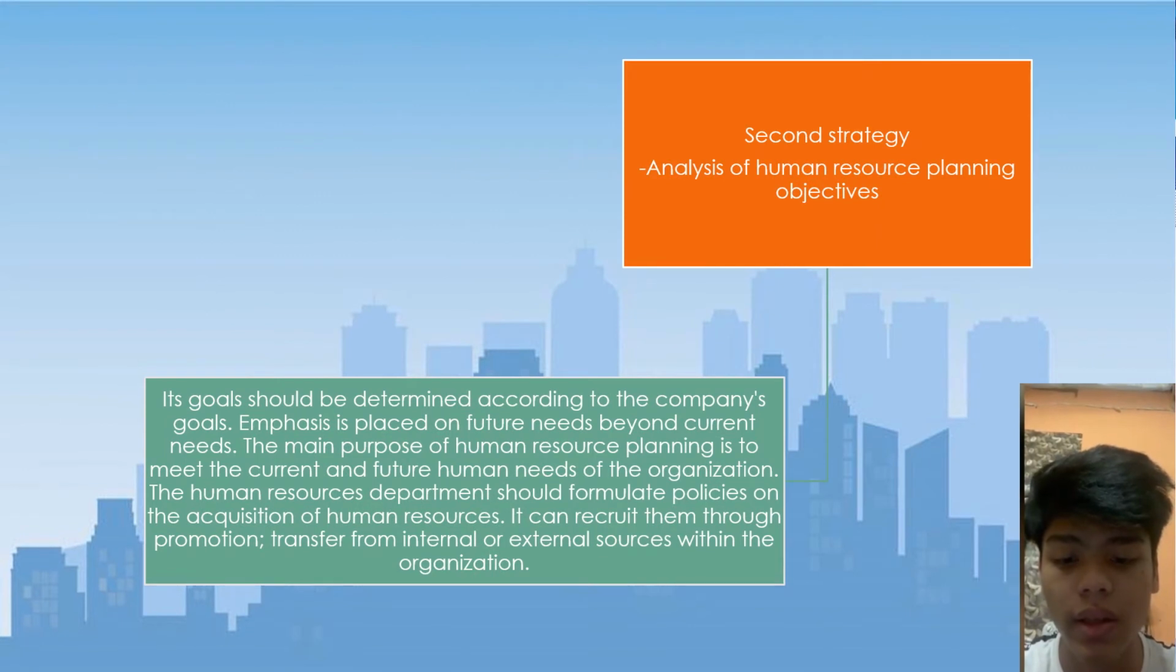And the second strategy is analysis of human resource planning objectives. The human resource plan is part of the company plan. Its goals should be determined according to the company's goals. Emphasis is placed on future needs beyond current needs. The main purpose of human resource planning is to meet the current and future human needs of the organization. The human resource department should formulate policies on the acquisition of human resources. It can recruit them through promotion, or transfer from internal or external sources within the organization.